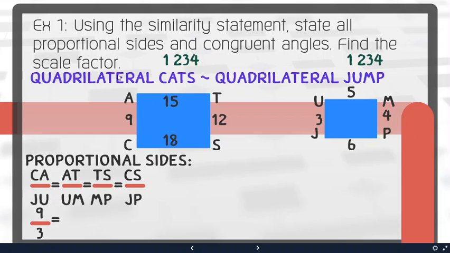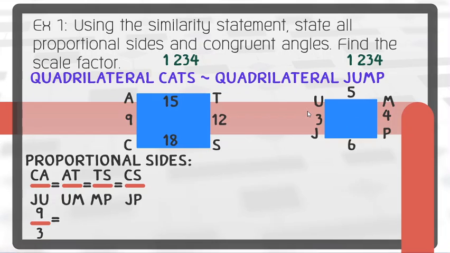Okay, so like CA is 9, JU is 3. Okay, which 9 over 3 equals 3. So each time when I do this, all of my fractions should reduce down to 3 because they should be proportionate and have the same scale factor.